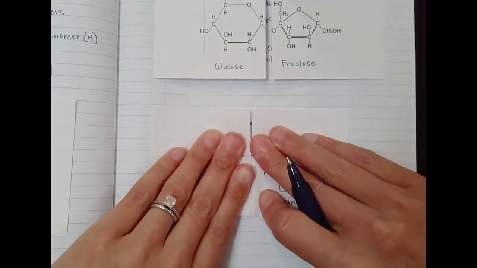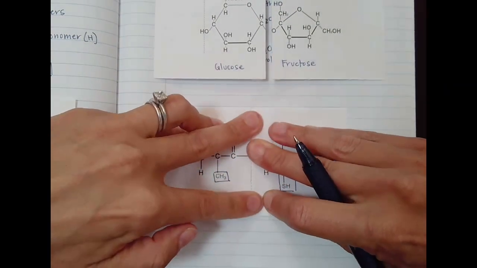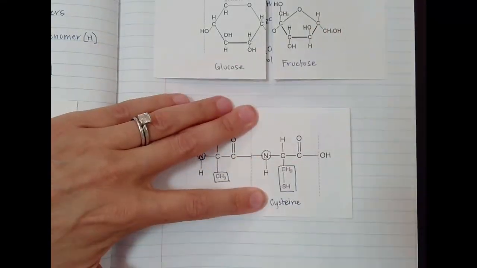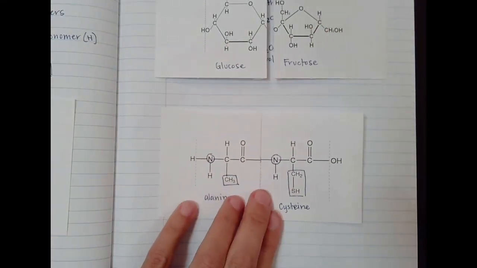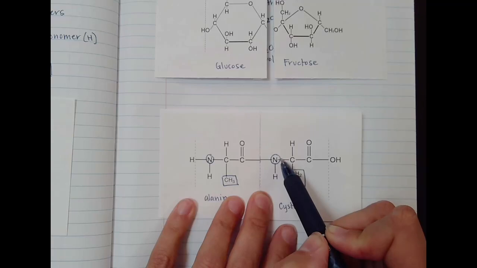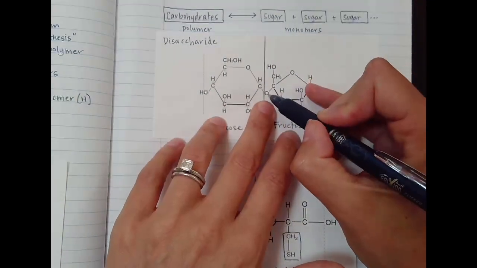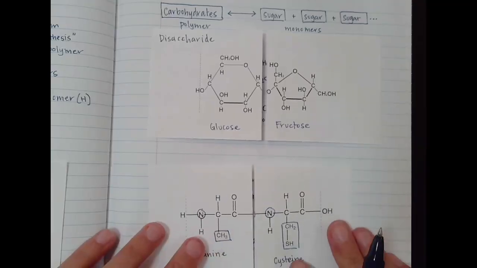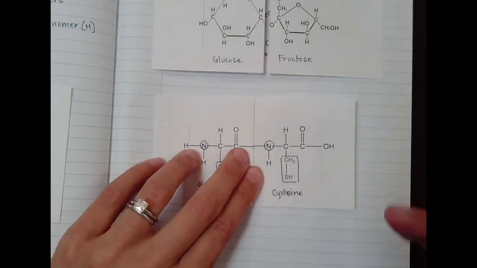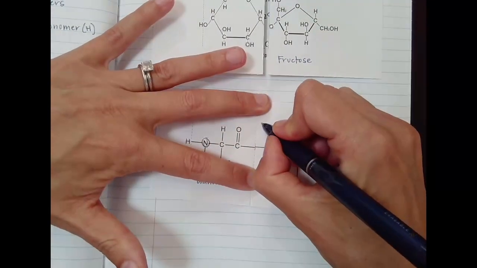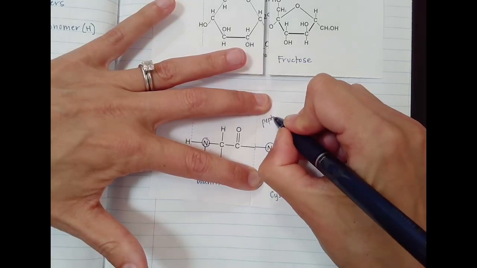And this one is actually a little bit different. So I want you to notice that this one forms a different bond. I have a C bonded to an N. On my other molecules, I had a C bonded to an O bonded to a C. This C-N bond is called a peptide bond.